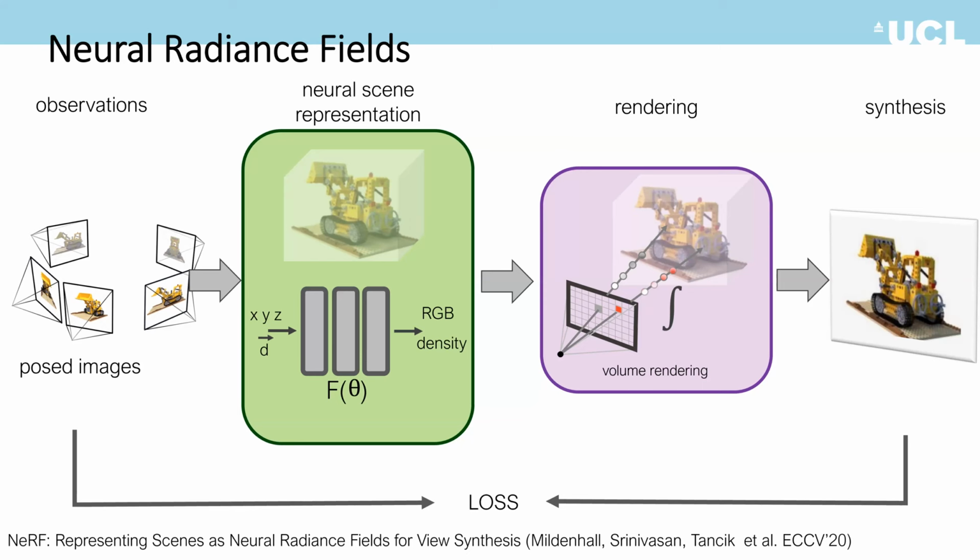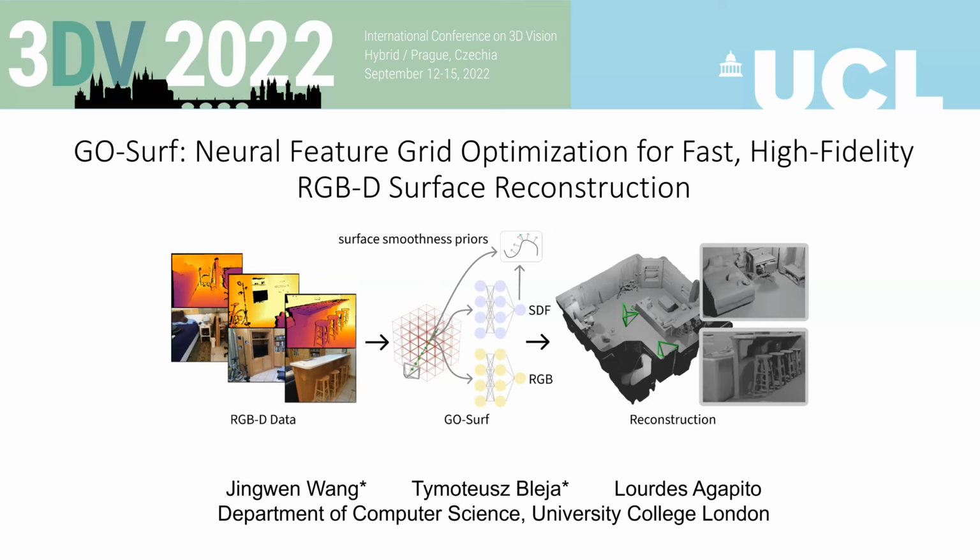But here I just need to clarify that for simplicity, and with slight abuse of notation, I will call all those methods with a neural network neural representation. I will use neural representation, neural implicit representation, and neural scene representation interchangeably. So that's a brief introduction of what neural implicit representation is.